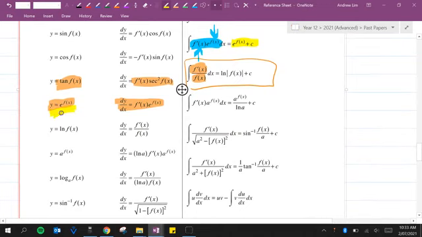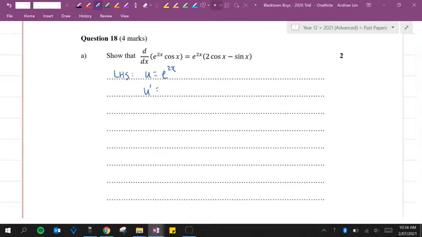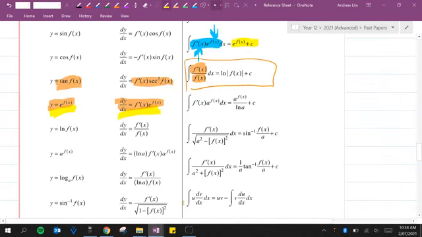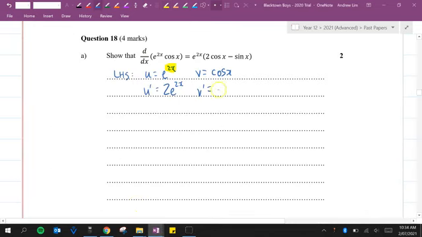Here it is. f dash of x, e to the f of x. So when we differentiate this, we get 2. So it's 2e^(2x). v is equal to cosine x. So v dash, when we differentiate cosine, our reference sheet says we get negative sine. So negative sine of x.